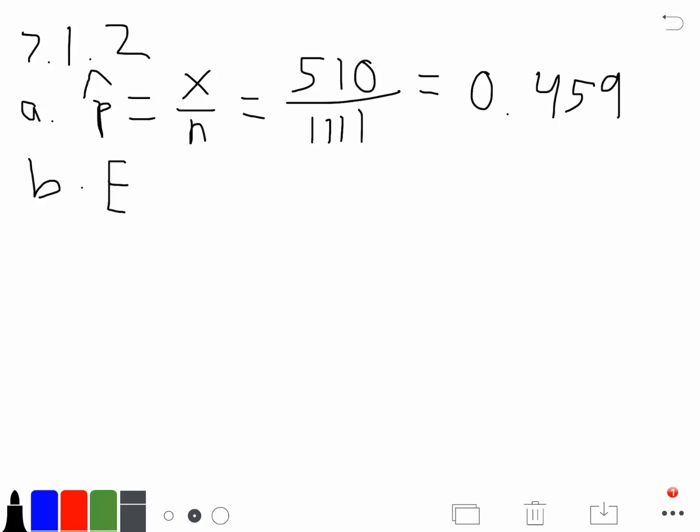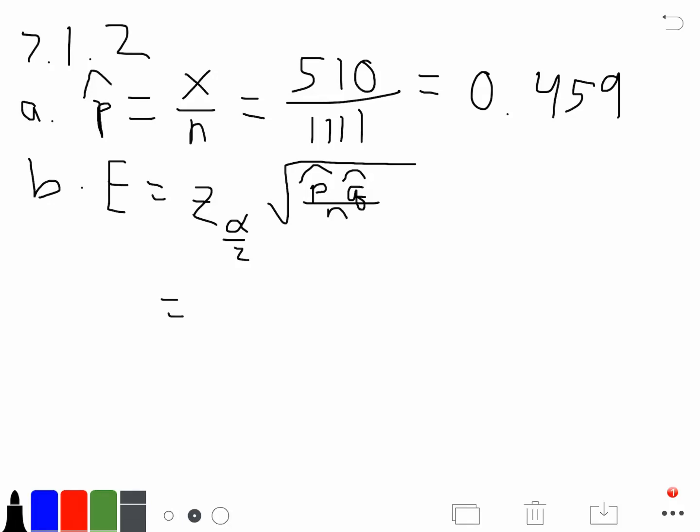Part B asked me to identify the value of the margin of error E. The margin of error E has another formula. Since we have a population proportion here, we'll be using the Z table, or using the formula Z sub alpha over 2 times the square root of P hat times Q hat divided by N, and make sure all of that is under that square root.